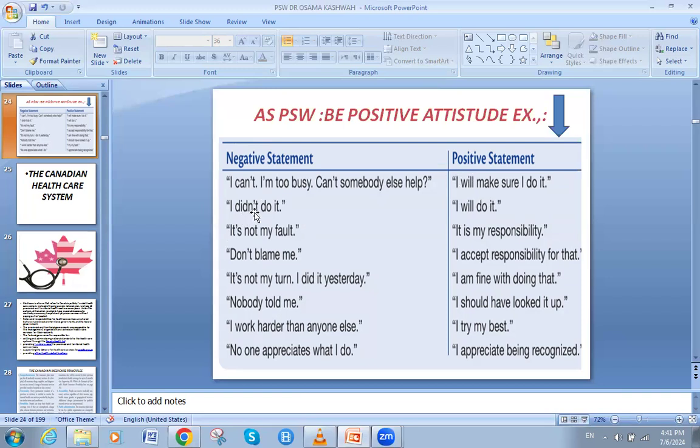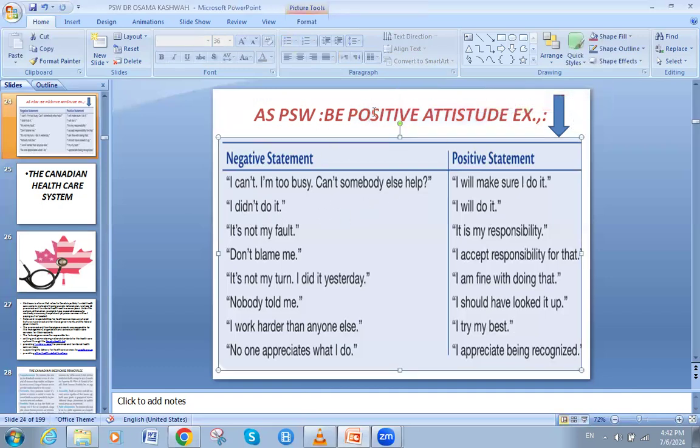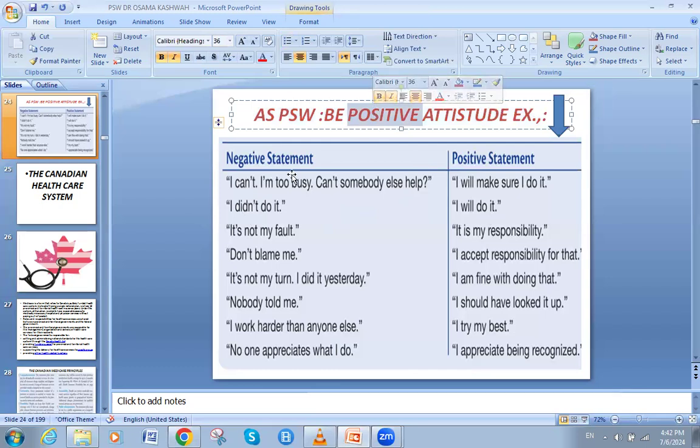If someone asks you, did you do these things? and you didn't do it, don't deny it; instead say, I will do it. Be positive. A positive attitude means that you are helpful. You are there to help, not to resist or be an obstacle. You are there to facilitate and encourage the work to be done like smooth sailing.